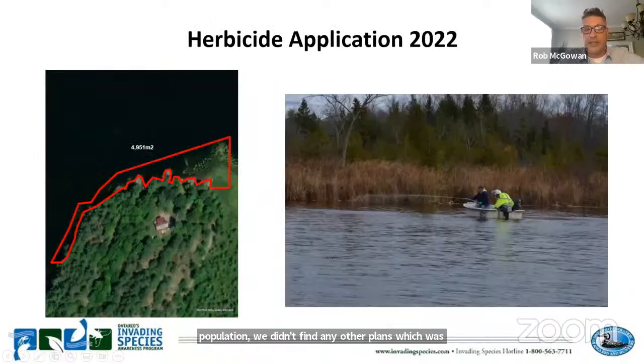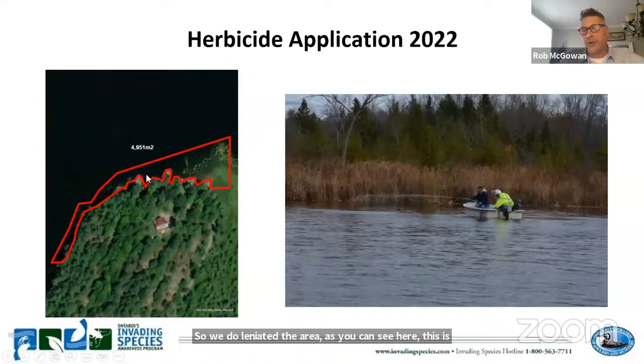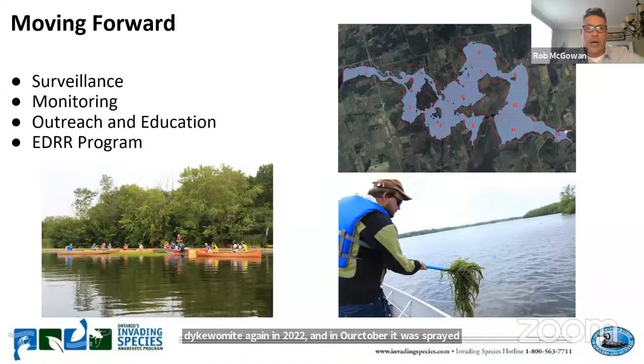So we delineated the area. As you can see here, this is about a 0.5 hectare area to be sprayed with diquat dibromide again in 2022. And in October, it was sprayed. So moving forward, in 2023, we're going to be going to Red Horse Lake to monitor again with the monitoring protocol. We'll be conducting surveillance upstream and downstream of the populations, and we're going to continue with our outreach and education.